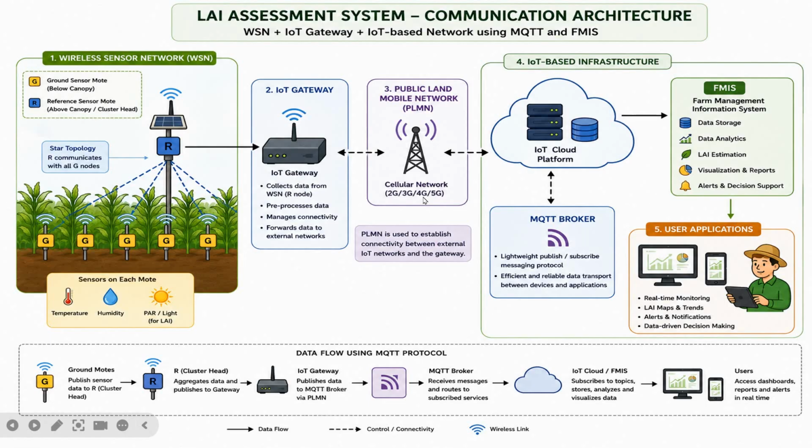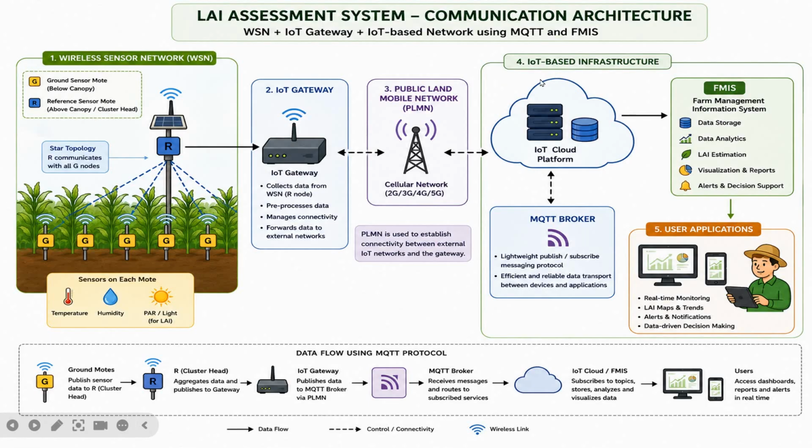To establish the communication between the agricultural field and cloud services, the system uses the PLMN, which is called the public land mobile network, and it refers to cellular communication technologies such as 2G, 3G, 4G and 5G networks. And this allows the gateway to send the data to cloud servers even when the field is located in a remote area without traditional wired internet access.